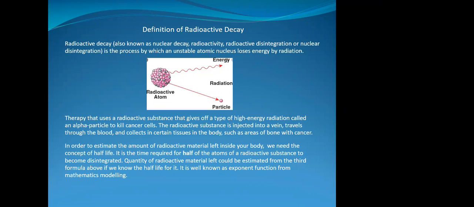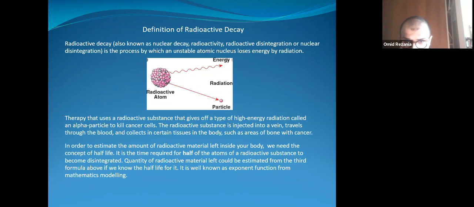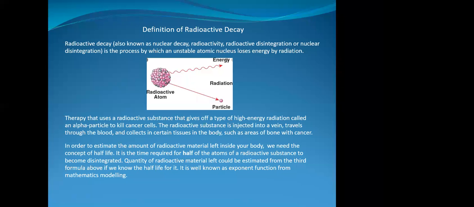The radioactive substance is injected into a vein and travels through the blood and collects in certain tissues in the body, such as areas of bone with cancer. And in order to estimate the amount of radioactive material left inside your body, we need the concept of half-life. It is the time required for half of the atoms of a radioactive substance to become disintegrated.